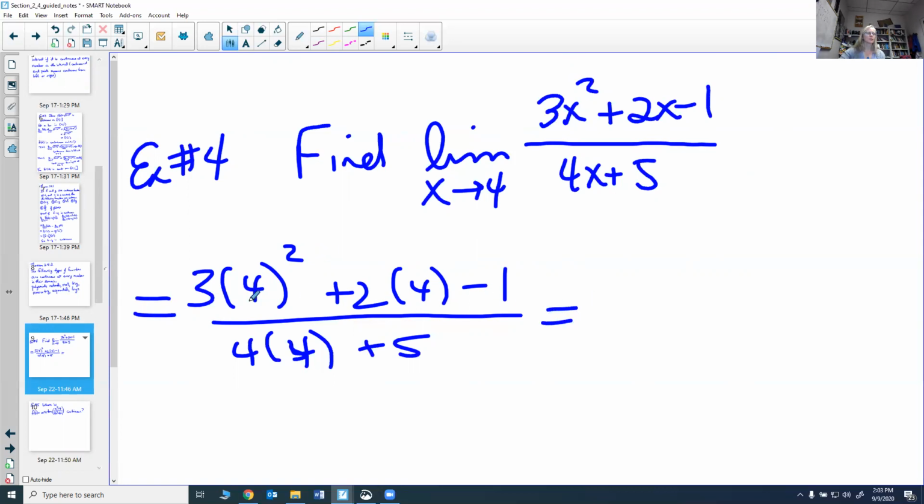I get 4 squared, which is 16, times 3, which is something. I'm looking to see what it is because I can't remember. All right, I'd have to figure it out. So let's go figure it out. So it actually would be 55 is the numerator, and the bottom is 21. So that's the answer. There's your limit.